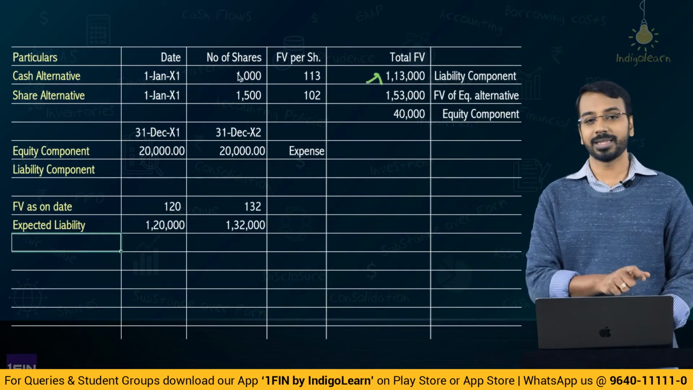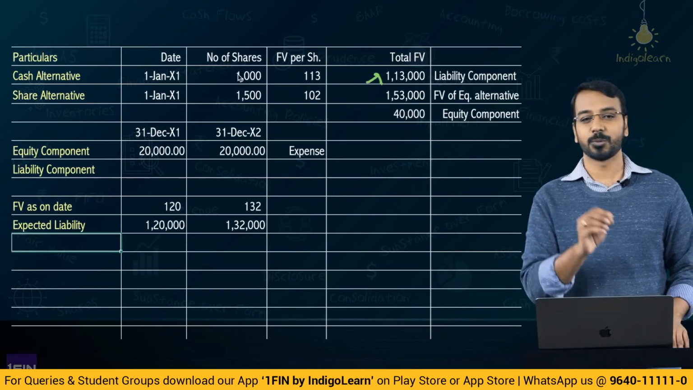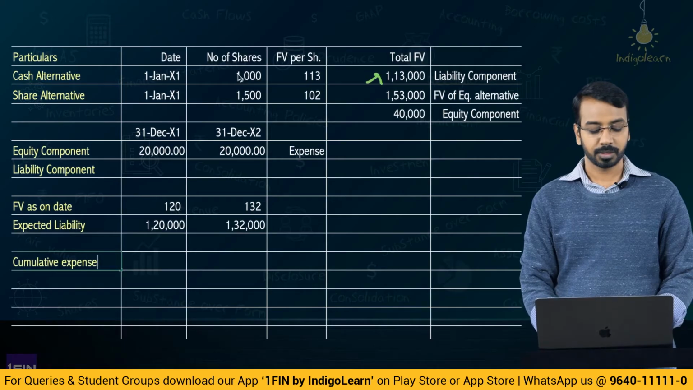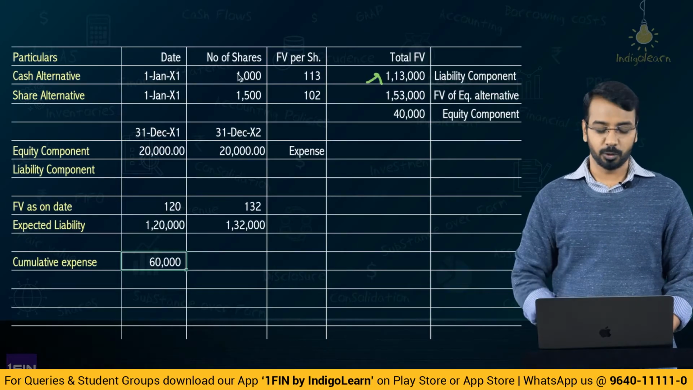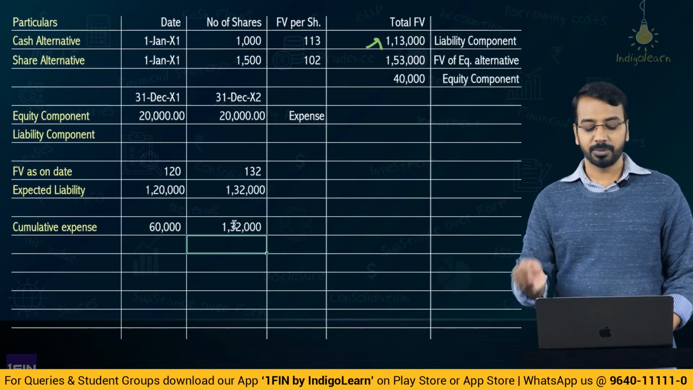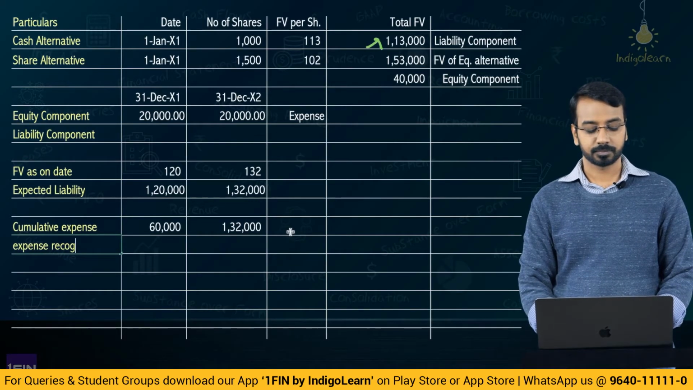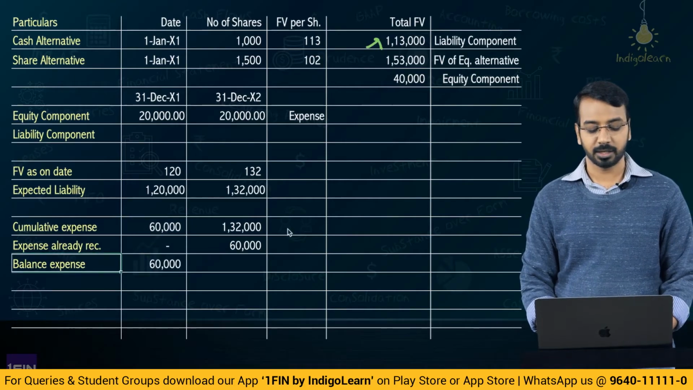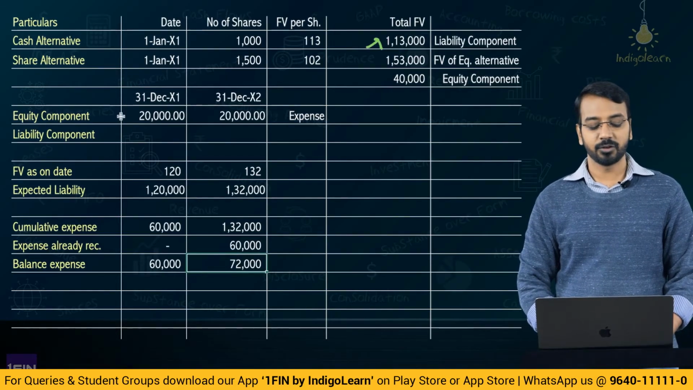Now, this 1,20,000 is for a 2-year period. Also, the 1,32,000 is for a 2-year period. So, accordingly, you will have to expense the proportionate amount. So, cumulative expense will be how much? 1,20,000 divided by 2. So, 60,000 should be the cumulative expense that will be recognized at the end of year 1 and 1,32,000 will be the cumulative expense that you will recognize at the end of year 2. Expense already recognized 0 and here you have already recognized 60,000. Balance expense 60,000 minus 0, 60,000 and 132 minus 60,000, 72,000, right. So, this will be the expense in each year 60 and 72 and for equity component 20 and 20.